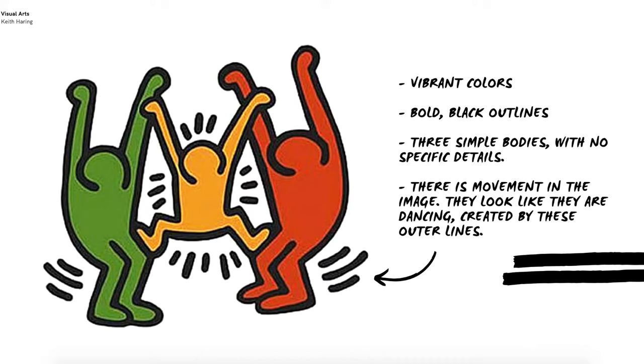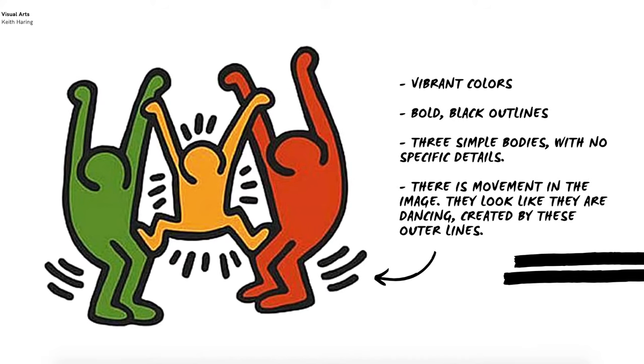We can appreciate the head, legs, and arms, but we cannot see any eyes, mouths, fingers. And last, there is movement. Those three people are dancing, jumping. That is created by those outer lines that are outside of the figures. Isn't it cool? Let's check some of his art pieces.